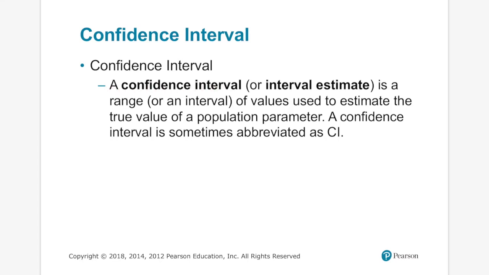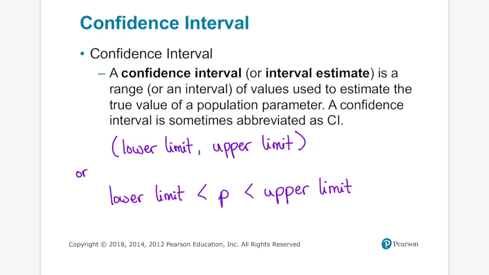A confidence interval or interval estimate is a range or an interval of values used to estimate the true value of a population parameter. A confidence interval is sometimes abbreviated as CI. A confidence interval can be written in either one of these forms. This is called the interval format, and this is called the inequality format. For the interval format, you have your lower limit on the left and then the upper limit on the right. Or you can also have the lower limit less than your population proportion and less than your upper limit.